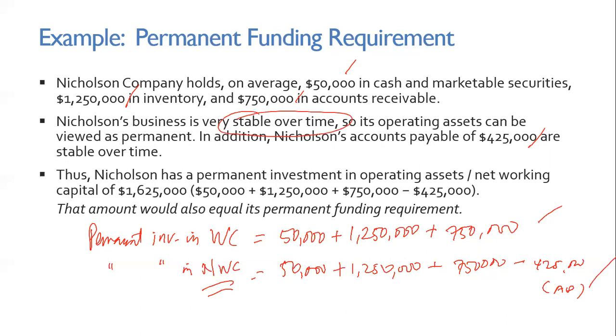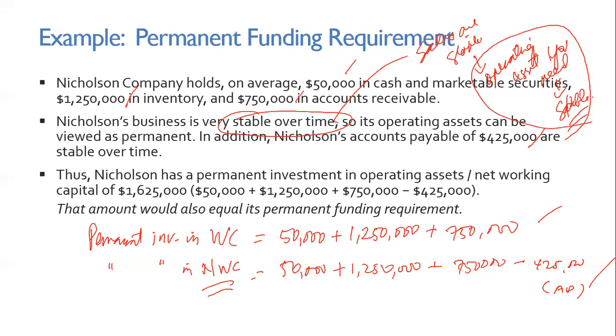There is no cyclicality in its sales, and therefore, since its sales are stable, the operating assets that you need to support sales are also stable. And that stable amount of operating assets that you need is the permanent working capital requirement.